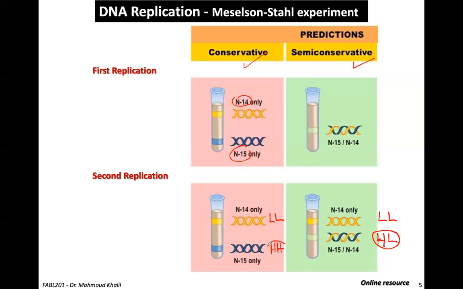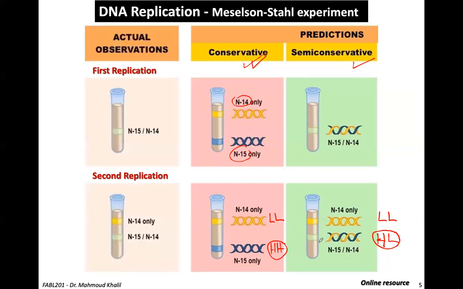But if you have heavy in the daughter bacteria, that means the mechanism is conservative, not semi-conservative. So basically, this actually was a prediction, but in the observation, they found that most of the DNA formed after the first replication was heavy light. Heavy because it's N15, light because it's N14. And after the second replication, they found heavy light and light. So there is no heavy.